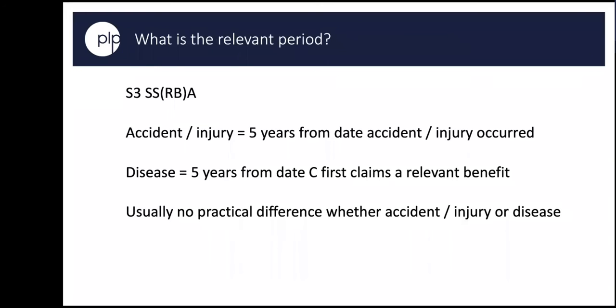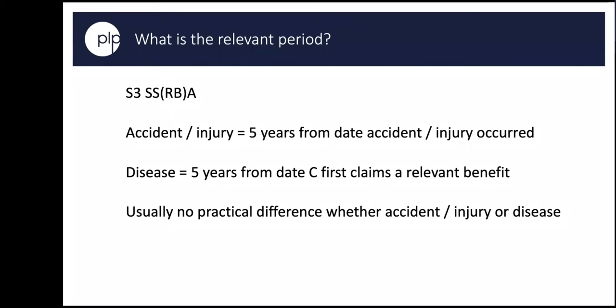The next important thing is what is the relevant period that they are offsettable against. And this is dealt with in section 3 of the Act. In summary, you're dealing with a 5-year period. In accident or injury cases, it's 5 years from the date that the accident or injury occurred. In disease cases, it's 5 years from the date that the claimant first claims a relevant benefit.